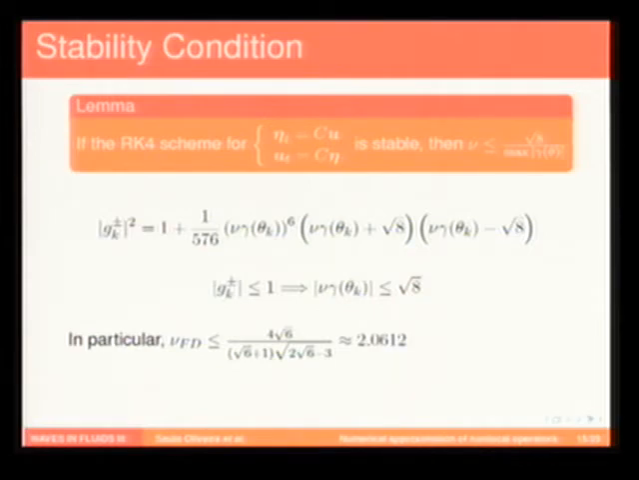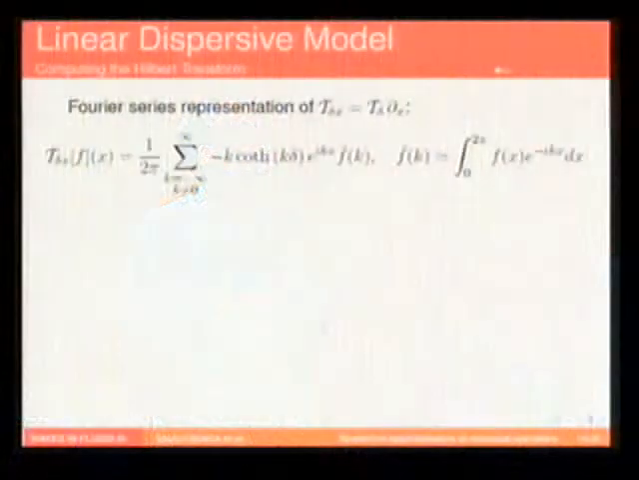Just to remind you, in the beginning, we have a simulation where this Courant number was 215, and the oscillations start to show up. Okay, so that was the easy equation. Now we go to a little more complicated problem, the linear dispersive. And just a few words on the numerical approximation of the Hilbert transform.